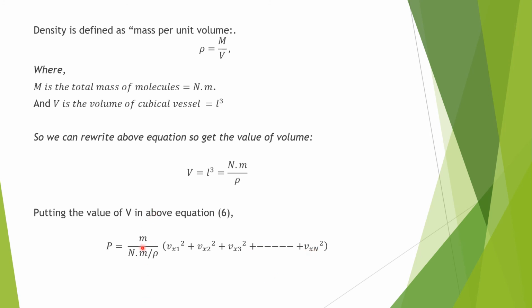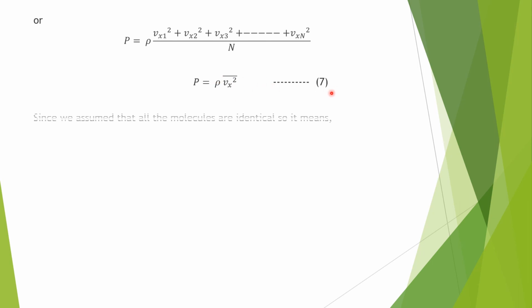So this m and this m will cancel. The equation changes to P equals rho times vx1 square plus vx2 square plus vx3 square plus up to the last term vxn square, divided by the total number of molecules, that is N. This term is nothing but the average of vx square. So we can write it as P equals rho vx square bar. We mark it as equation 7.